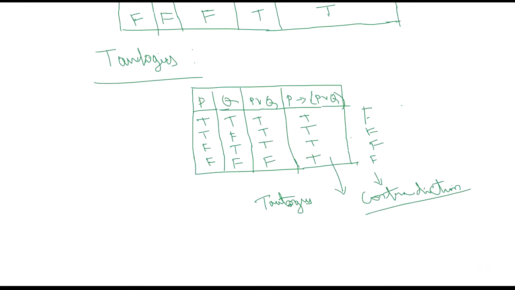A compound proposition that is always false is called a contradiction. Right. Next, contingency.